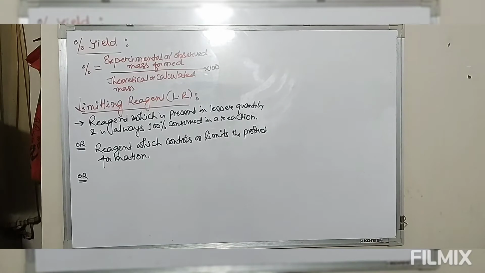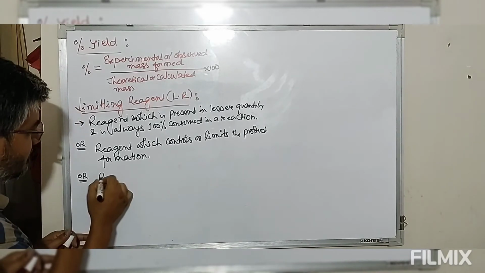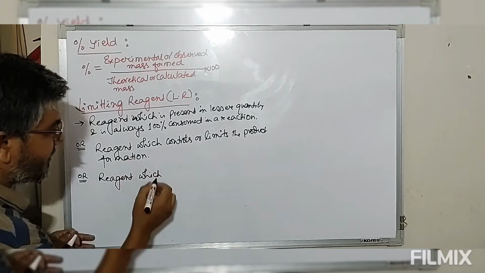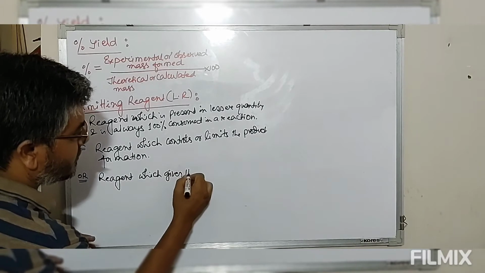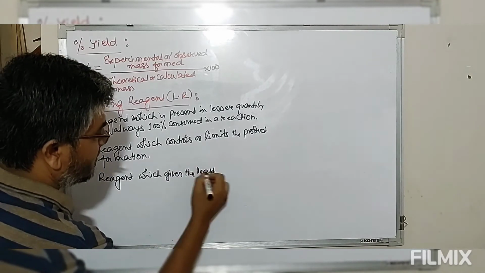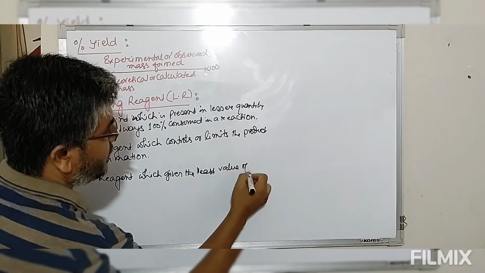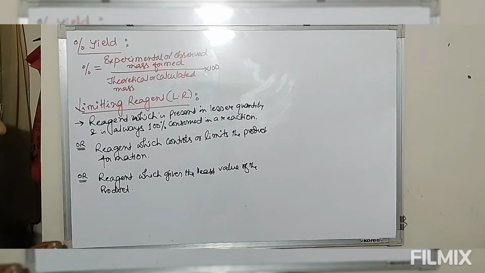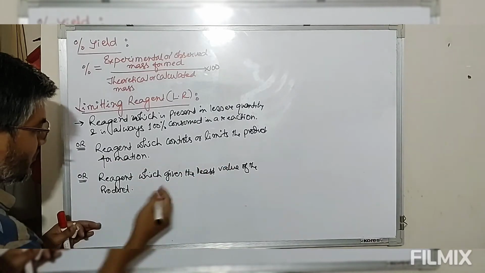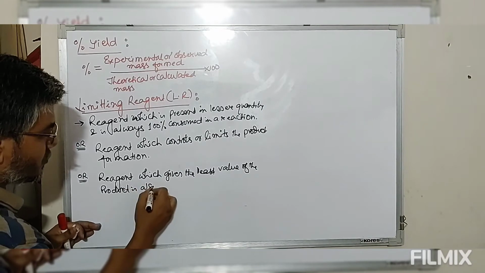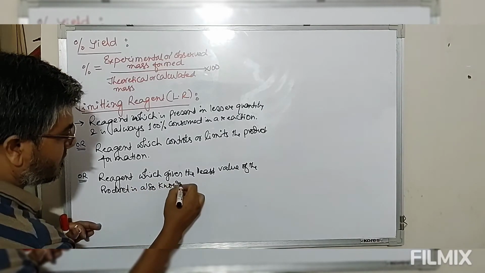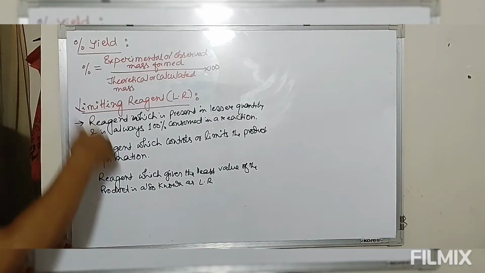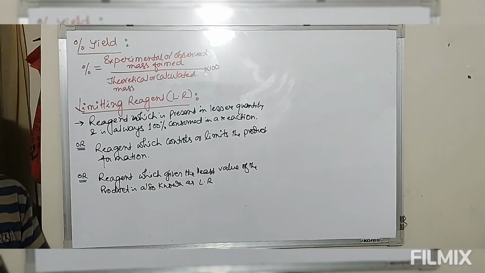So the next definition could be: a reagent which gives the least value of the product. The reagent which gives the least value of the product is also known as the limiting reagent. So now look at this, whether you use any of these definitions, the final conclusion is always the same.